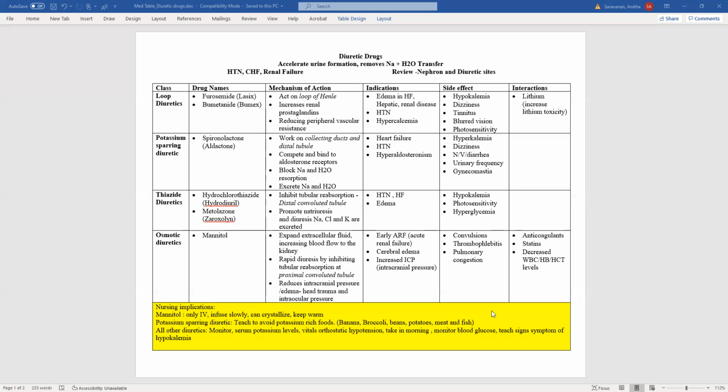As far as potassium sparing diuretics, teach patients to avoid potassium rich foods so they don't retain even more potassium, which can cause cardiac toxicity. So these are other things that you have to teach. So please refer to your book for further info.